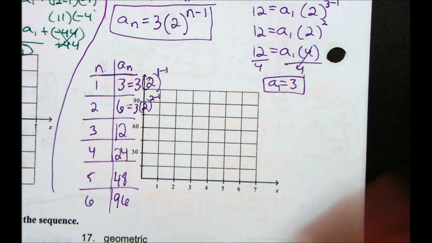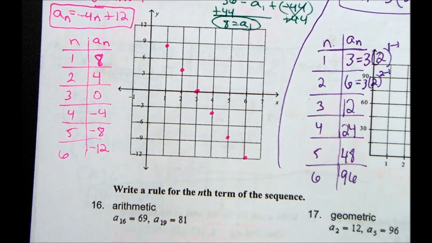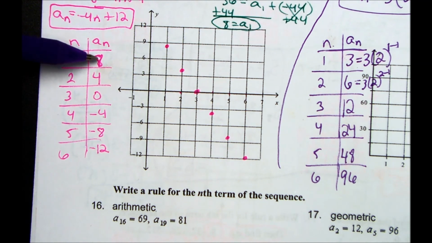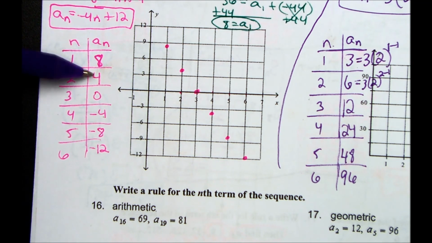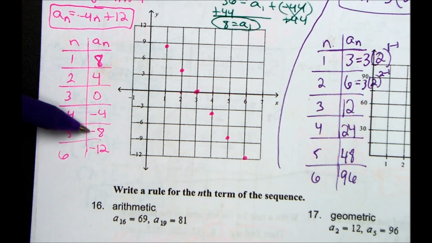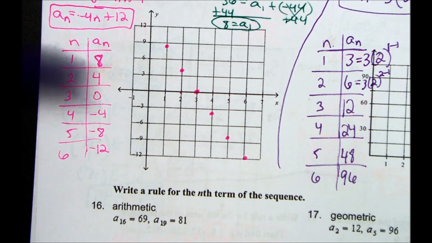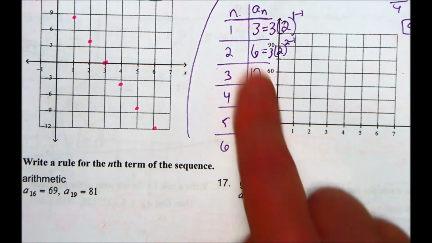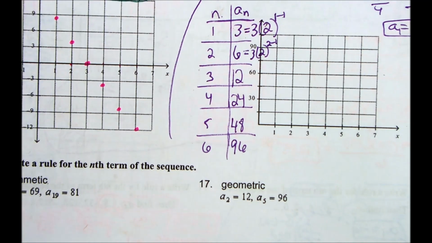So you can just multiply the previous term by 2. You can kind of also do that with the arithmetic sequence rather than substituting every single time. If you look at the pattern, or if you know that your common difference is negative 4, you would just subtract 4 each time. 8 minus 4 is 4. 4 minus 4 is 0. 0 minus 4 is negative 4. Negative 4 minus 4 is negative 8. Negative 8 minus 4 is negative 12. So that common difference and that common ratio can help you find those output values a little bit easier.